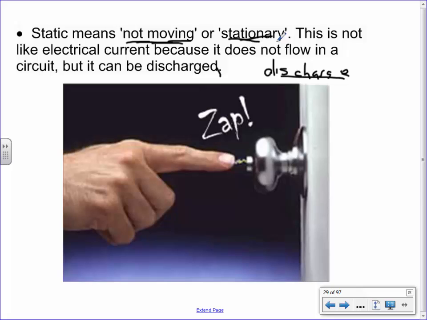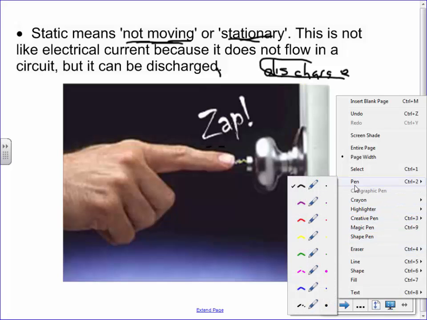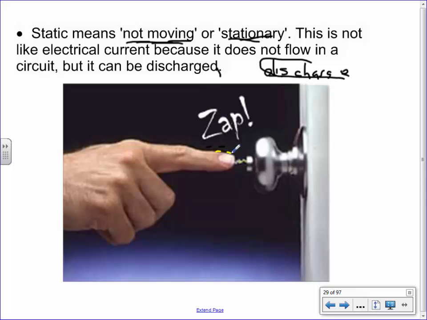Now, although you might get zapped, focus. Static electricity, it might discharge. You might have a whole bunch of extra electrons on your finger, and they're going to zap away to a piece of metal. It may discharge the electricity, but it just happens once.